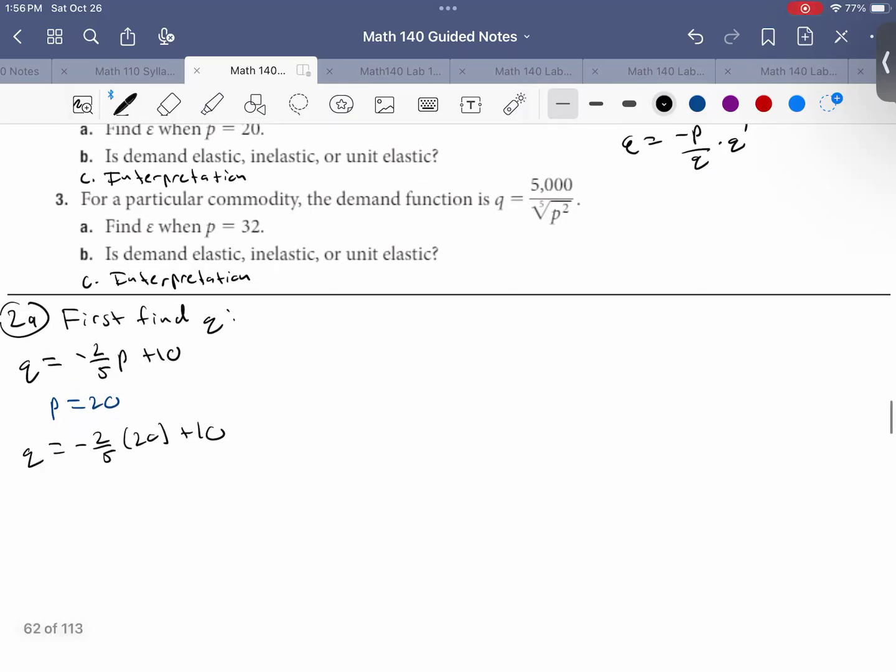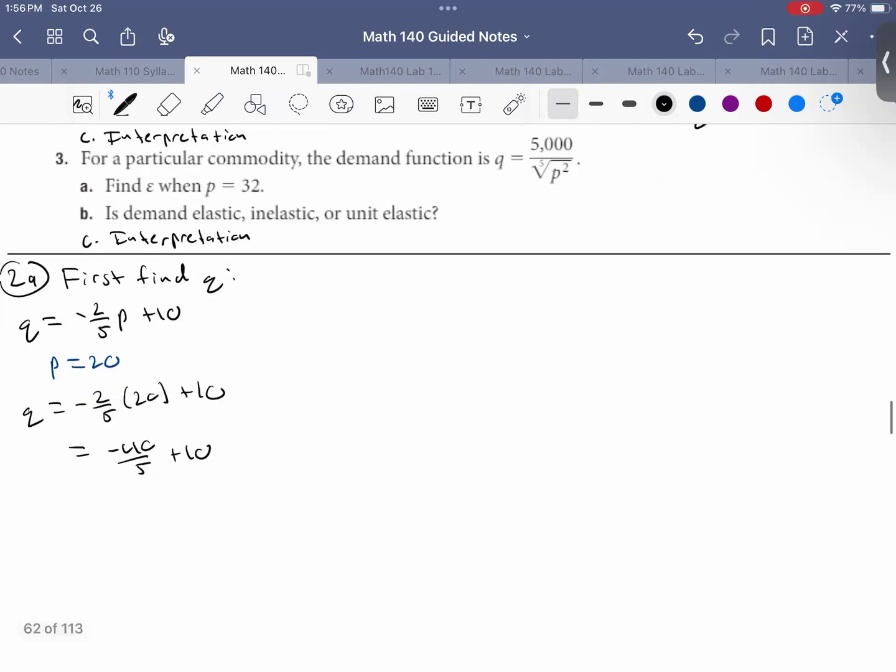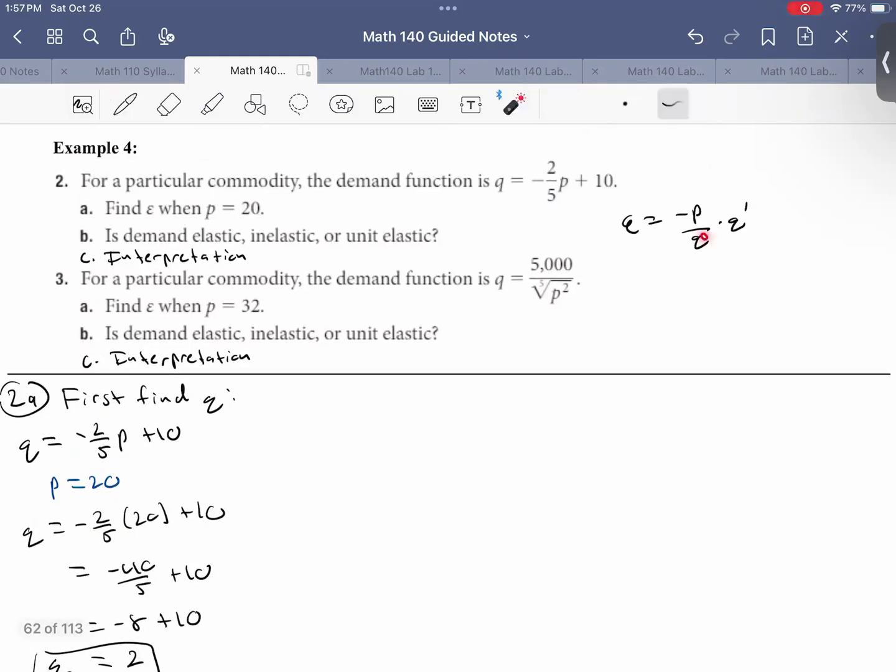And this ends up becoming -40/5 plus 10. And that's -40 divided by 5 is -8 plus 10. And that just equals 2. So Q equals 2. Okay, great. So I have the Q value now, right? I have Q, I have P already. They gave it to me.